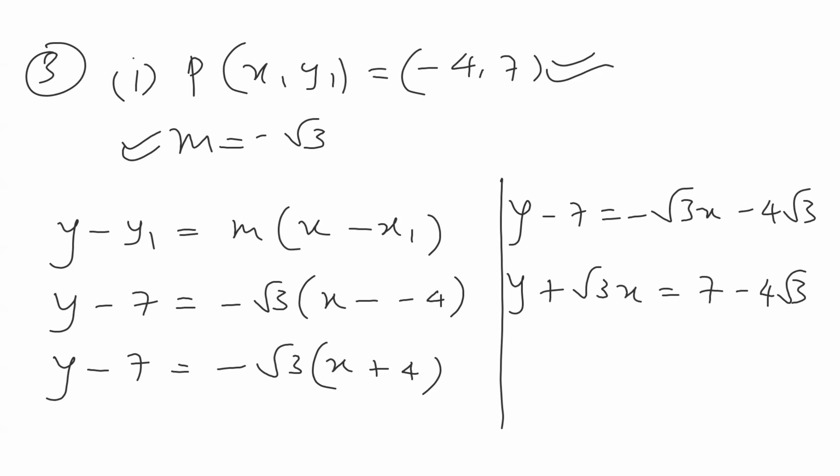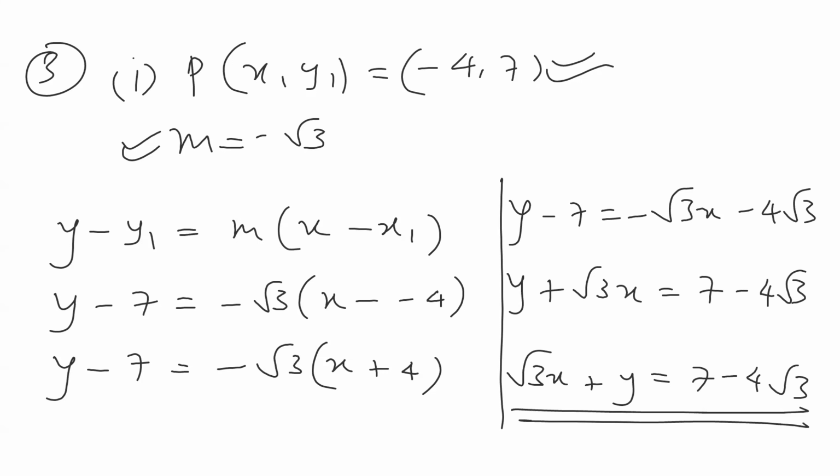Generally, always write the x value first. Not a compulsion, but it's good practice to write the x value first, then y equal to a constant. 7 minus 4 root 3 is a constant. There is no x and y along with it. So the third sub question you can try on your own. Fine, I'll take you to the fourth question right now.